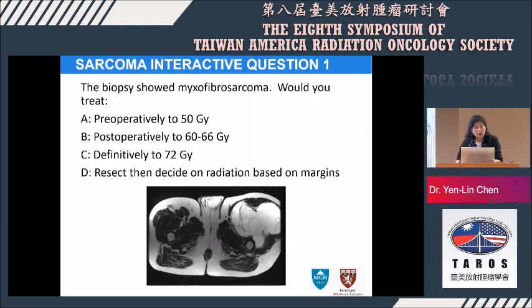We have some interactive questions, and I'm going to do several cases in a row. There's no right or wrong answer. We want to see a distribution of how people might manage this, so I encourage you to participate. If the biopsy turns out to be a high grade myxofibrosarcoma, would you treat A, preoperatively to 50 gray, B, postoperatively to 60 to 66 gray, C, definitively to 72, or D, resect and then decide on radiation based on margins?